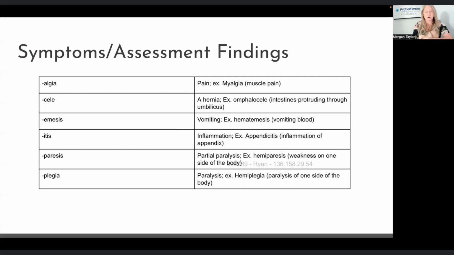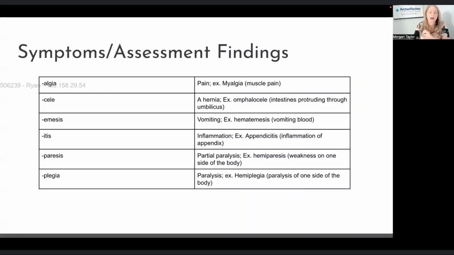I bet you know this one already. If you see something ending in itis, you've got inflammation. And whatever the first part of the word is tells you what's inflamed. Appendicitis, inflammation of the appendix. Pancreatitis, inflammation of the pancreas, so on and so forth.